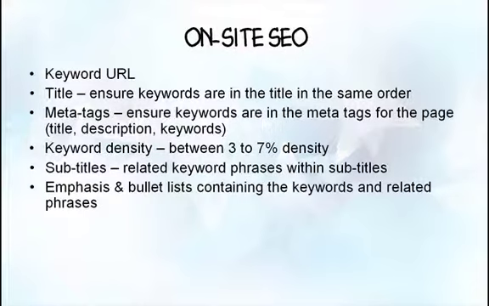Emphasis and bullet lists. If your keyword phrases can be put into a bullet list, or where you have related subjects you may even have on other pages on your site, then put them into bullet lists. Google loves bullet lists. Again, emphasis: if you embolden, highlight in any way, underline, or italicize keywords, Google sees that and it likes it.